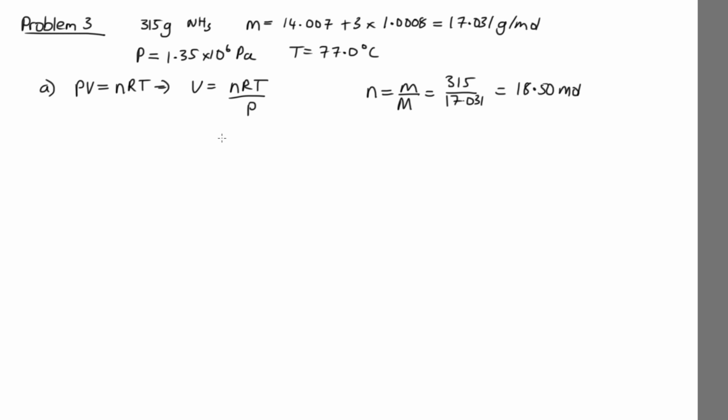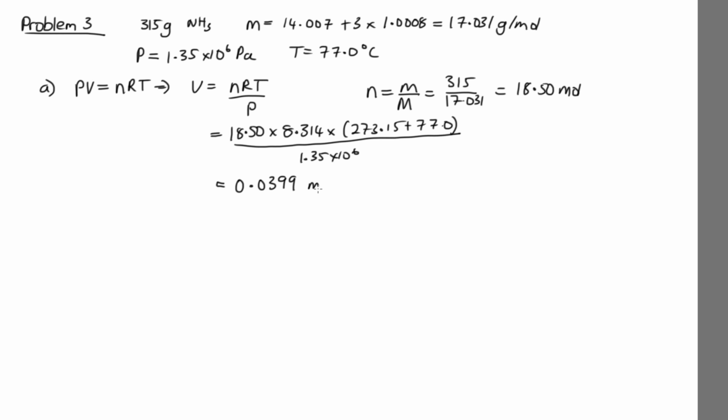Okay, so now we have everything that we can substitute in here. So we've got n is equal to 18.50, R is equal to 8.314, T we've got 273.15 plus 77, over the pressure, which is equal to 1.35 times 10 to the 6. So it was important to convert from degrees Celsius to kelvins, which is why I added on the 273.15. Okay, and then we substitute that into the calculator and we end up with 0.0399 meters cubed, and I've given that to 3 significant figures.